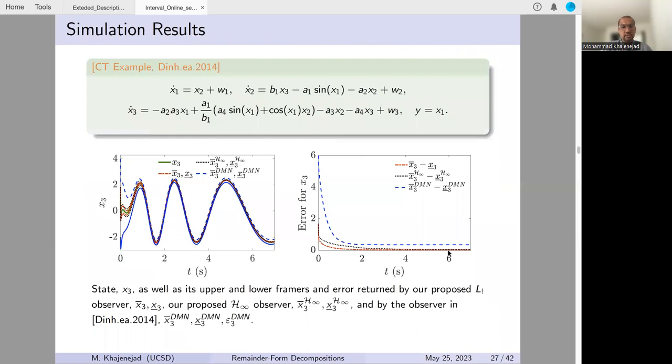And just to illustrate it, we applied it on several examples, including this. And then, as you can see, the framers outputted by our design, these red framers and these black dot framers. Reds are based on MILP, the blacks are based on minimizing H infinity norm. Both are tighter than the ones outputted by some benchmark method in the literature, these blue lines. And then it can also be seen from the computed observer error.